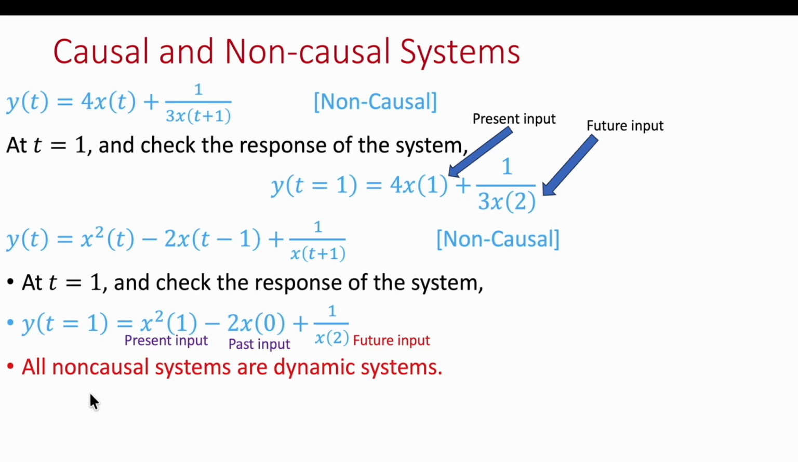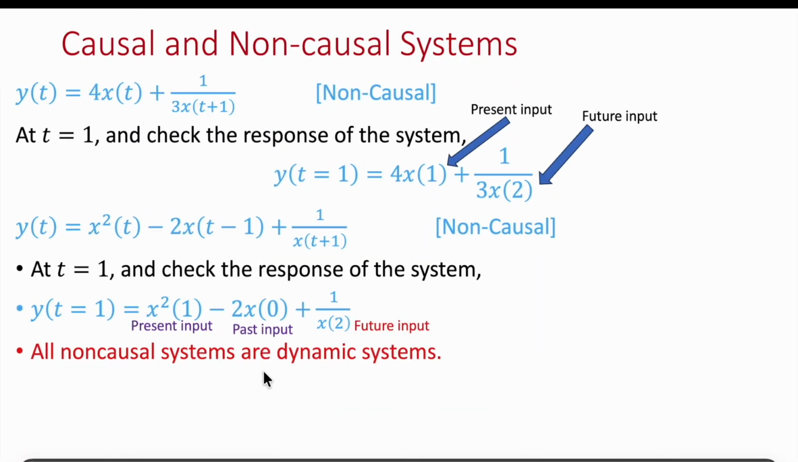So we have important points. The first point is that all non-causal systems are dynamic systems. What does that mean? We know that a non-causal system means the system which depends on present, past and future inputs, or you can say that the future input component must be there. So it means that the system must have memory. If the system response depends on the future input, the system has a memory. And if the system has a memory, then you can say that the system is a dynamic system.